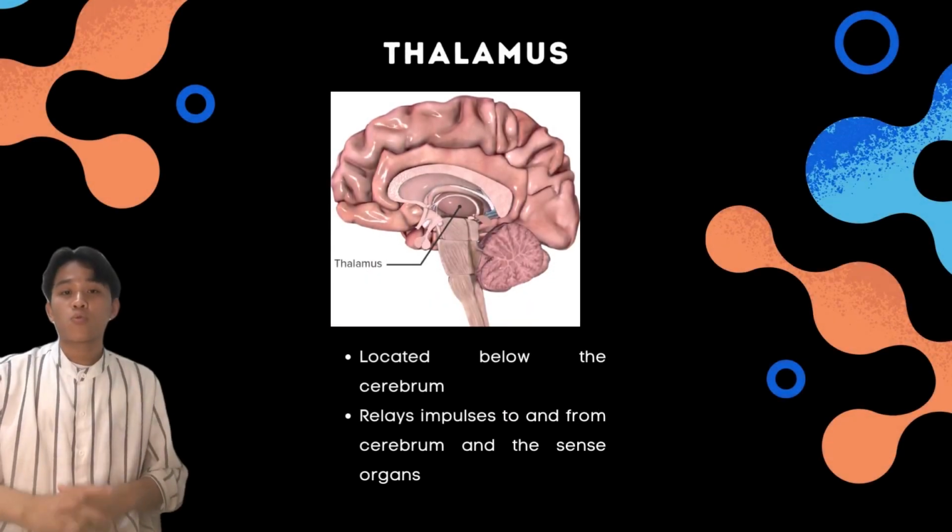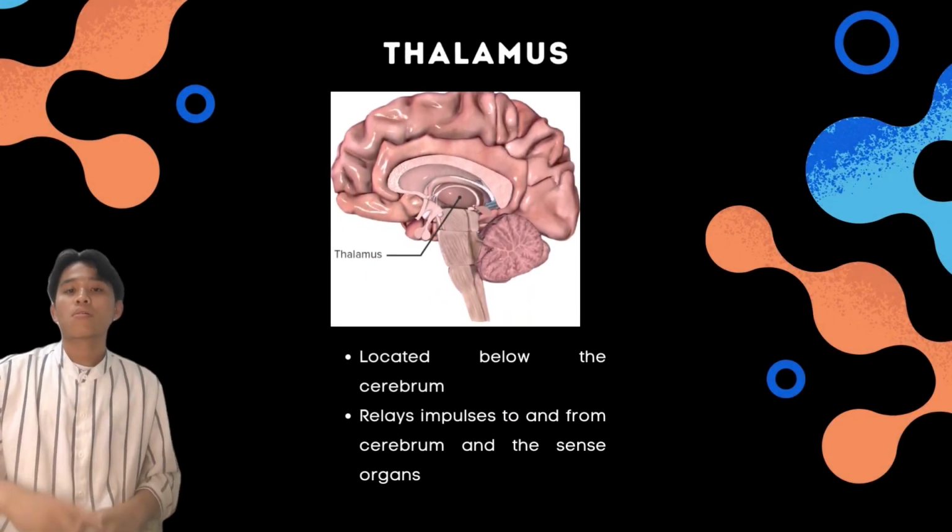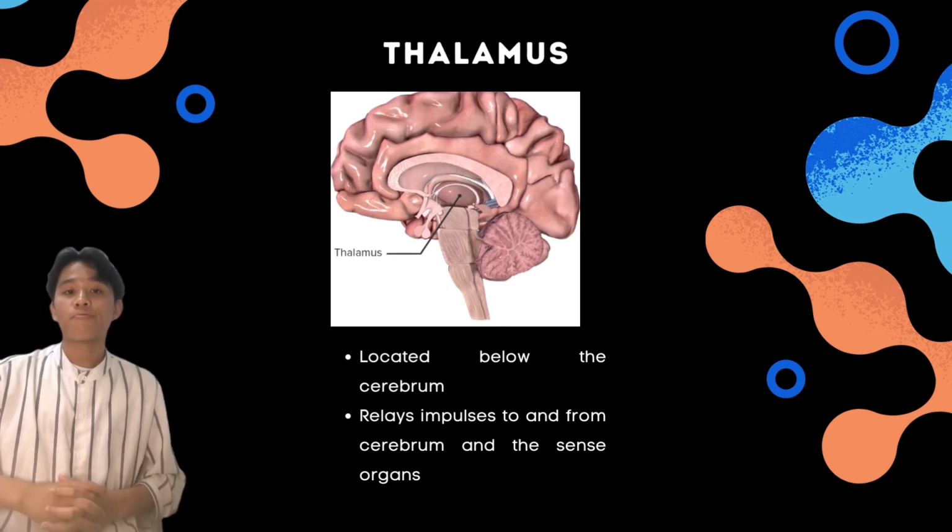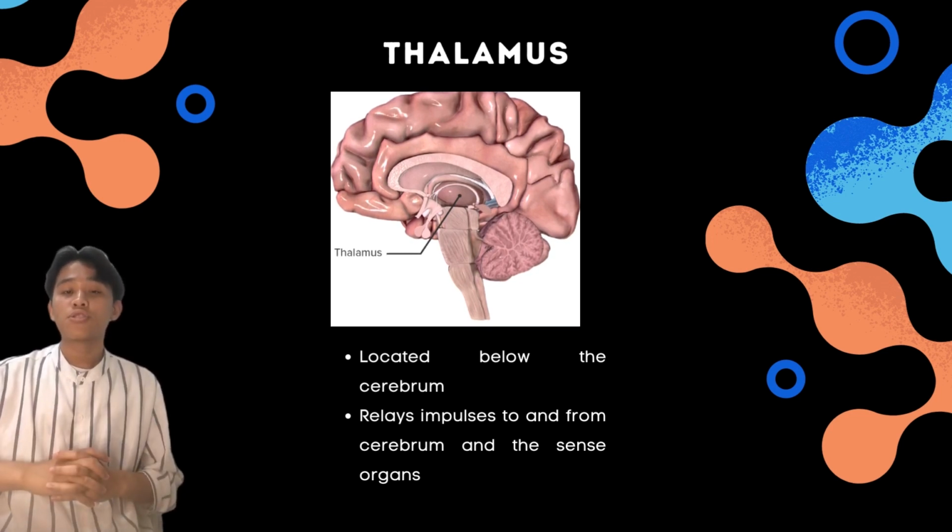Moving on to the thalamus, which is located below the cerebrum. The thalamus produces sensations by relaying impulses to and from the cerebrum and the sense organs of the body.